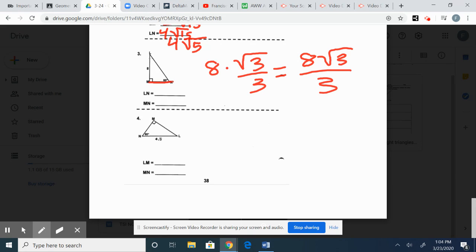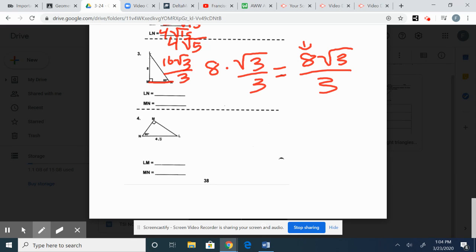And to find our longest side, we are going to double our 8. So our longest side would be 16 square root of 3 over 3. And again, we can't simplify that, so we just leave it like that. So LN is 16 square root of 3 over 3, and MN is 8 square root of 3 over 3.